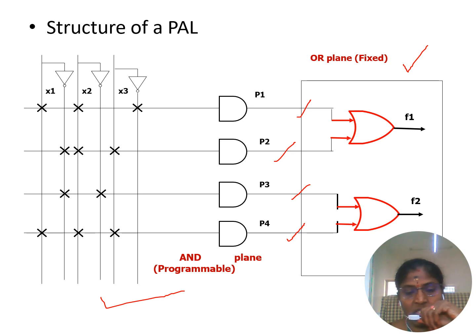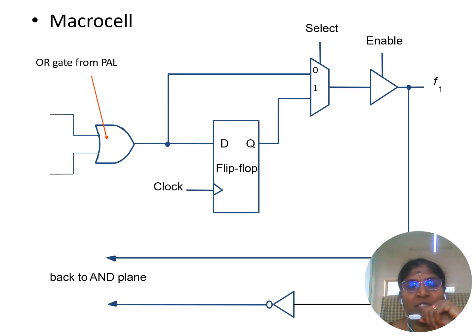This PAL structure is combined with the next one, the macro cell. The macro cell consists of, this is the output of PAL, one D flip-flop. Okay, it is a D flip-flop. Then one multiplexer, one tri-state enable, and the feedback goes to the AND plane. This is the arrangement of the macro cell. The PAL output, the OR gate output, is connected to the macro cell. So this part is the macro cell.